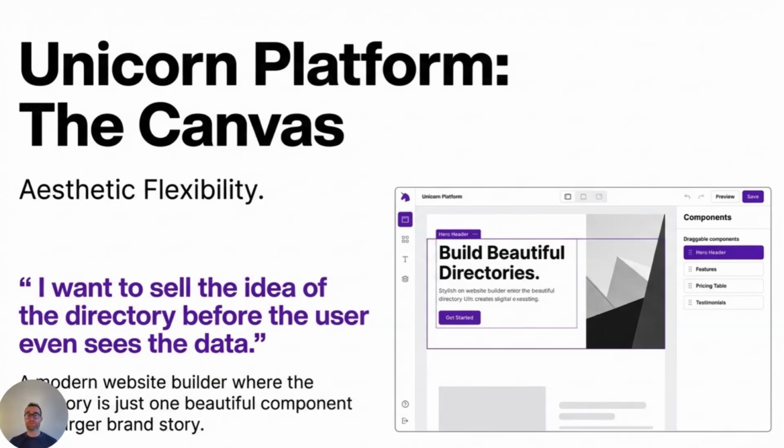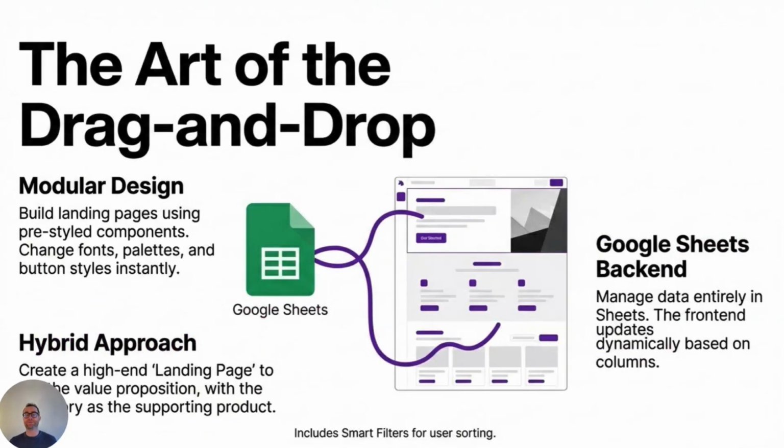Unicorn Platform, it's a modern website builder where the directory is just a component of a larger brand or story. And this is great if you want to have something sassy, something that just looks nice, modern, and gets the attention of people. And also if you are selling the information before people actually get the directory, like the directory itself is the product, okay, that people buy.